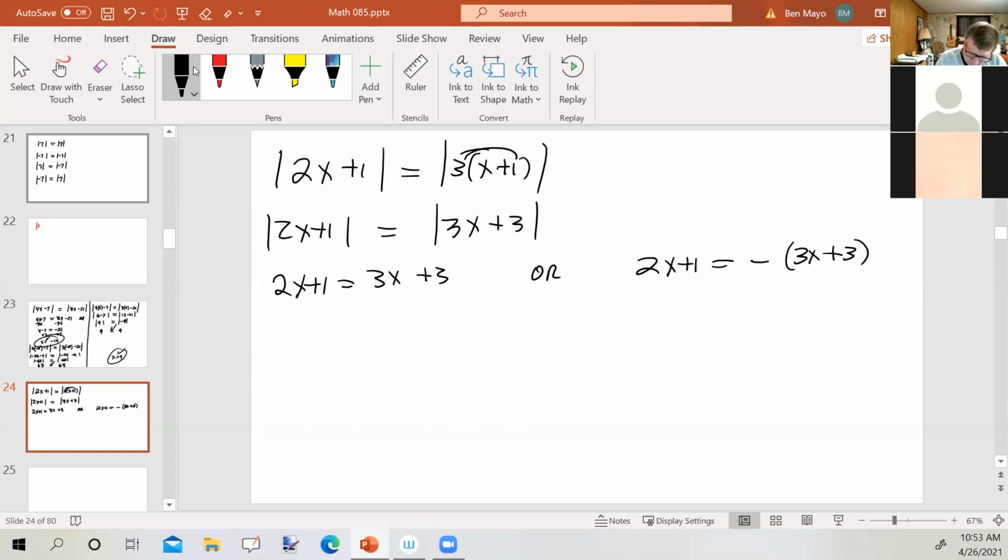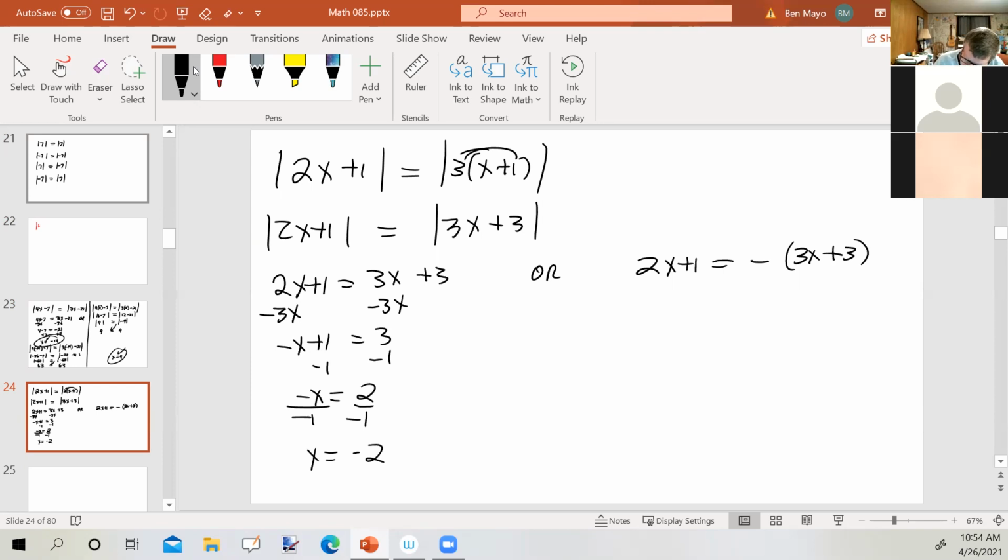All right, the first equation, the one on the left that is, we'll subtract 3x from both sides and get negative x plus 1 equals 3. Subtract 1 from both sides, negative x equals 2. Divide by negative 1, x equals negative 2.